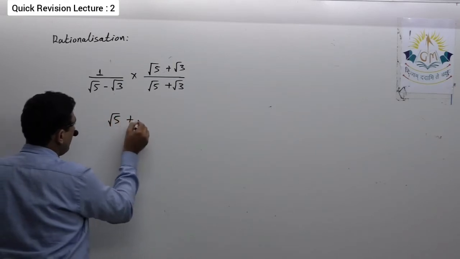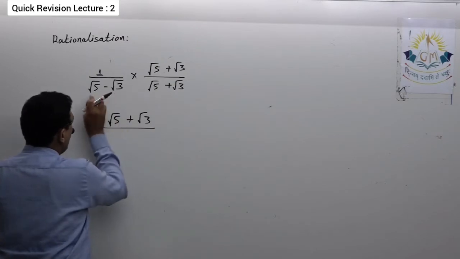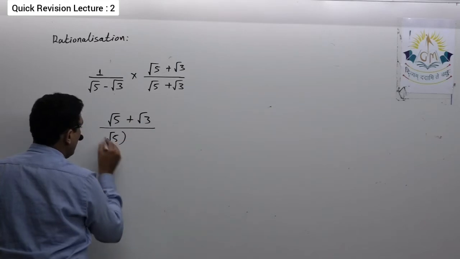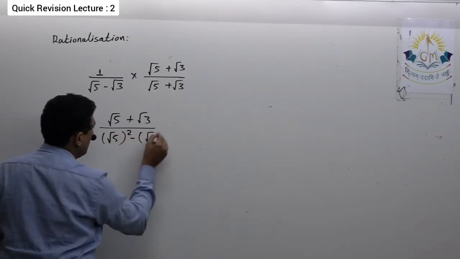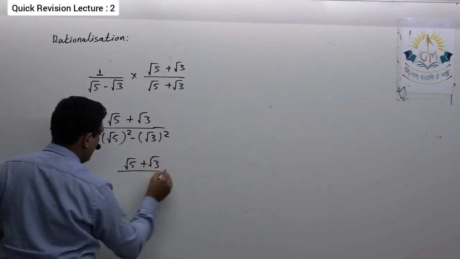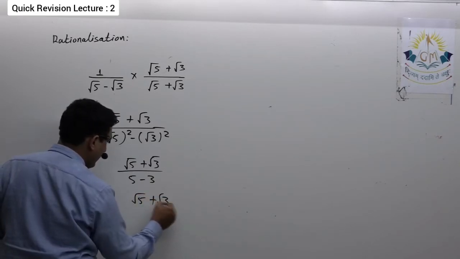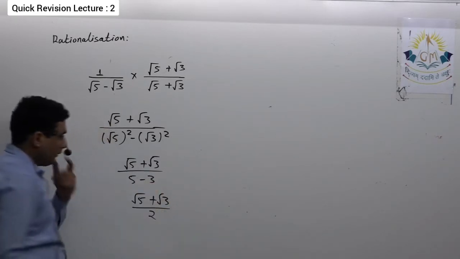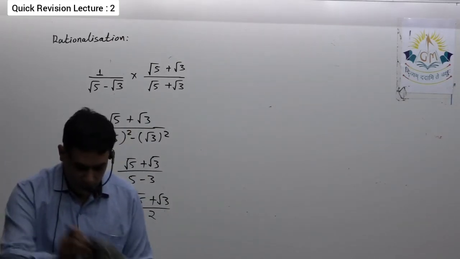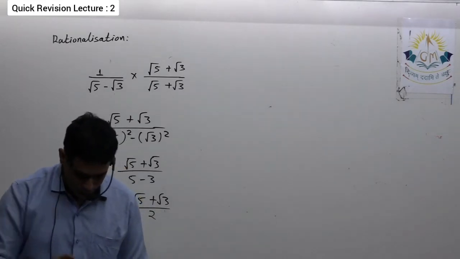So the numerator remains the same because 1 multiplied by root 5 plus root 3 is the same. And over here I can say a minus b times a plus b, that is a square minus b square. That is root 5 plus root 3 upon 5 minus 3, that is root 5 plus root 3 upon 2. So this is the simplified form of the given expression. Let us see one or two more questions based on the same concept.